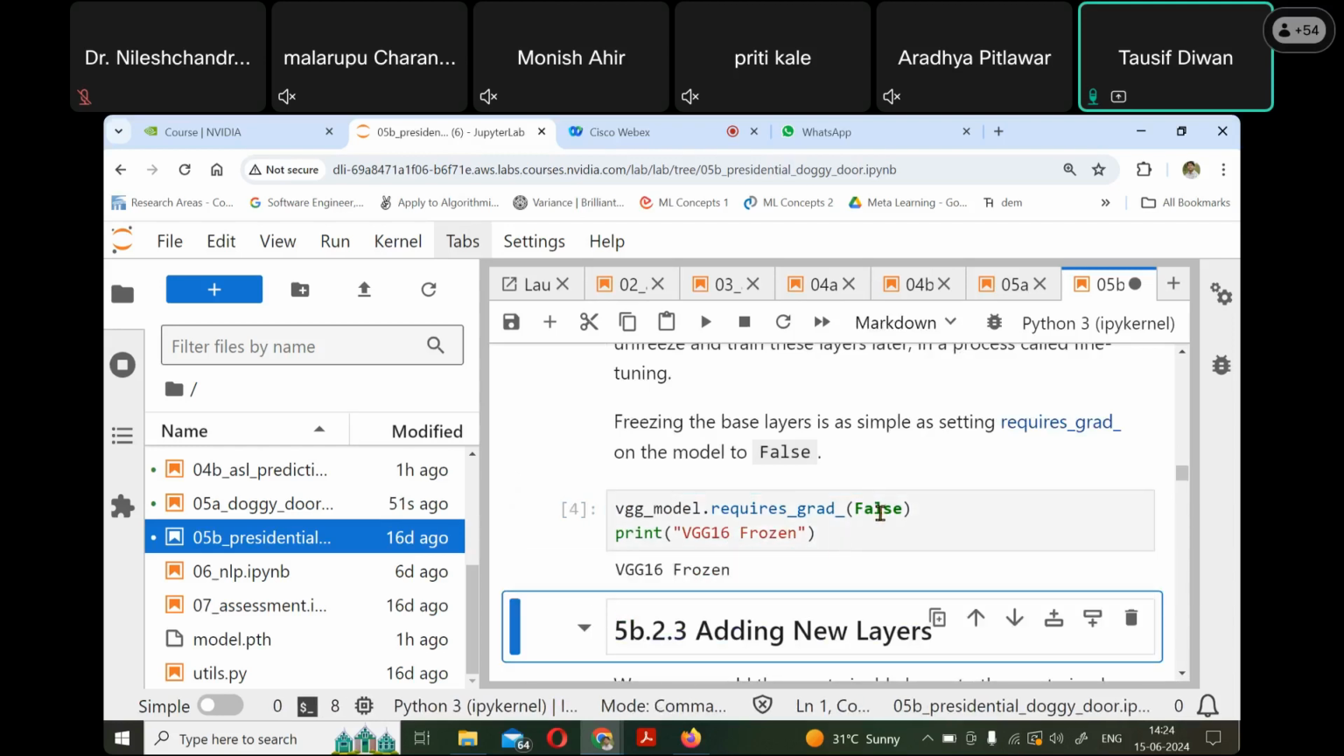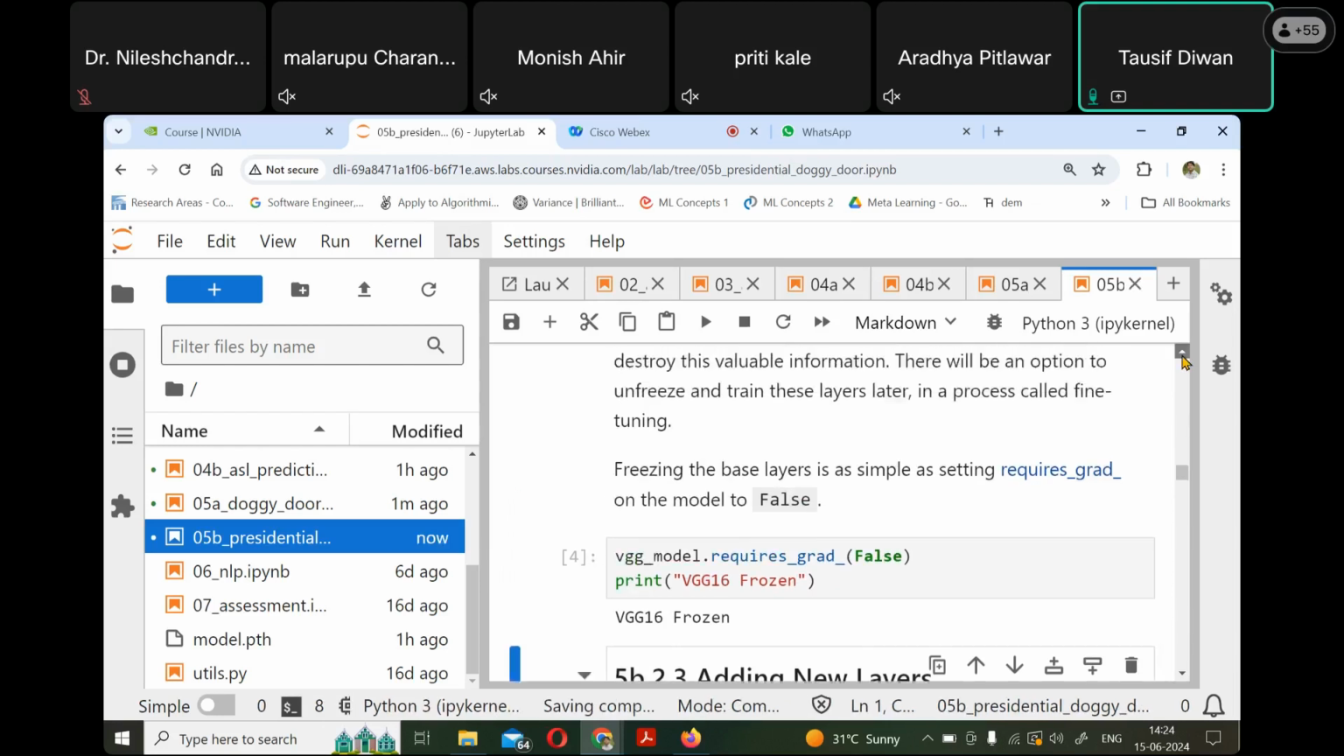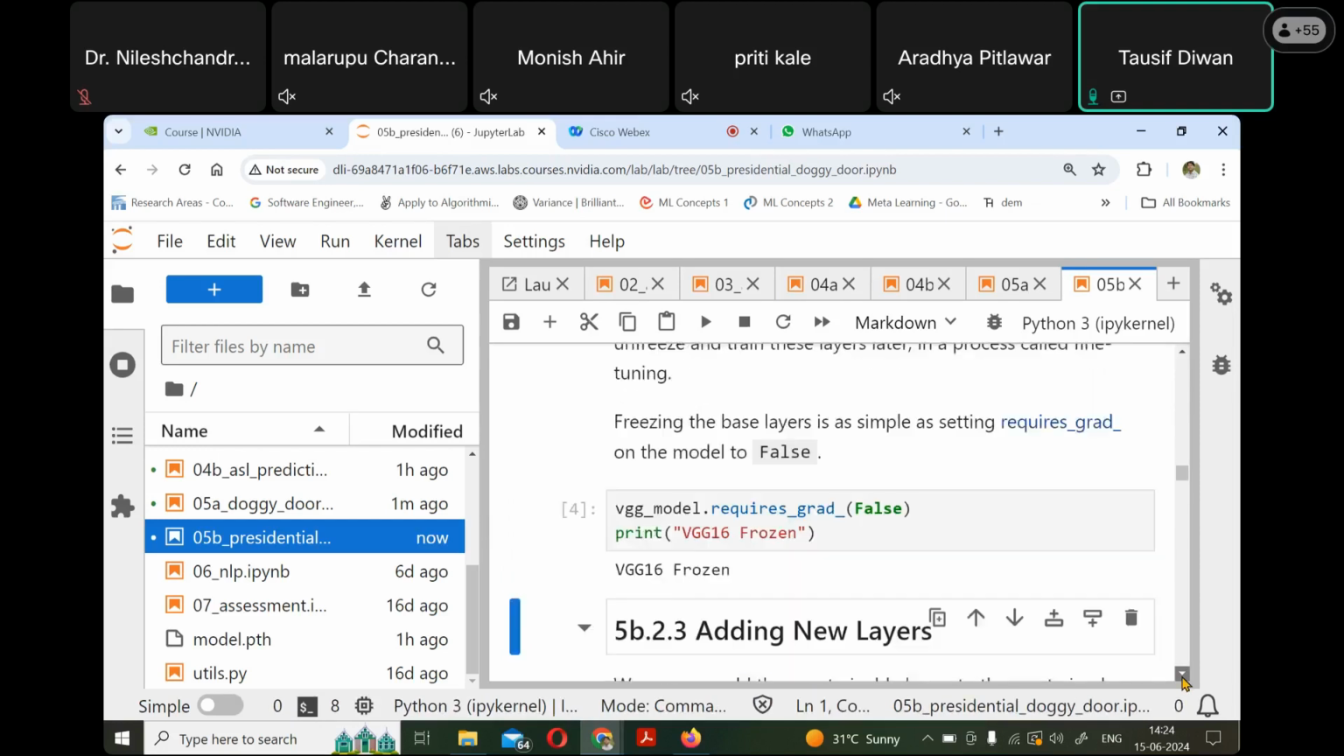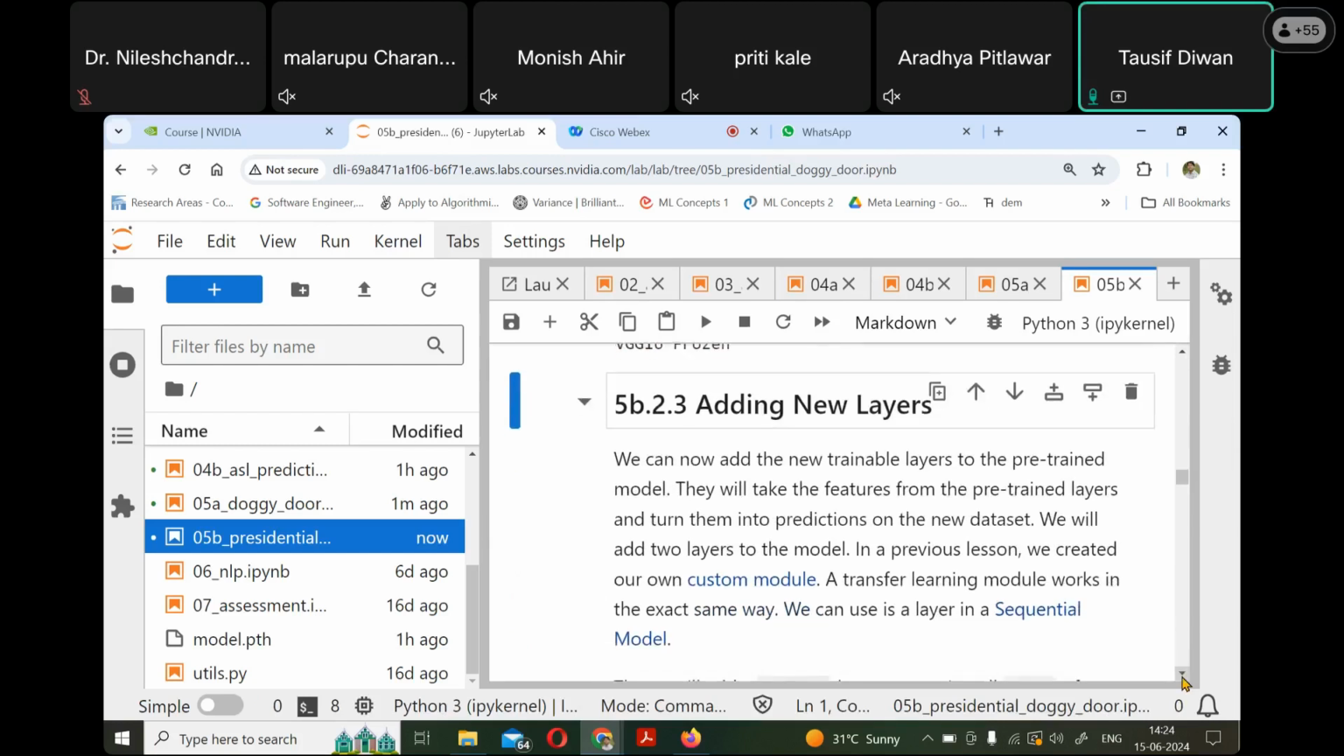If we pass true here, it indicates that the parameters of this VGG 16 can be updated. That we will do when we do the fine tuning. But at this point of time, we are just keeping these particular parameters unchanged. So here we are passing false. Now all the parameters are frozen. This was the title of this, freezing the base model. The base model was VGG 16. We are freezing this model.